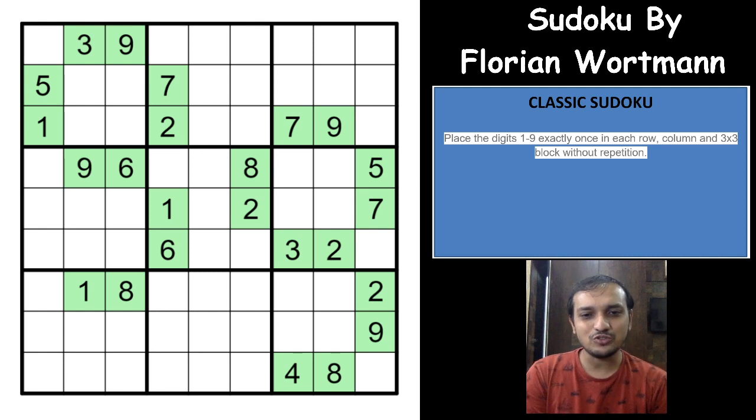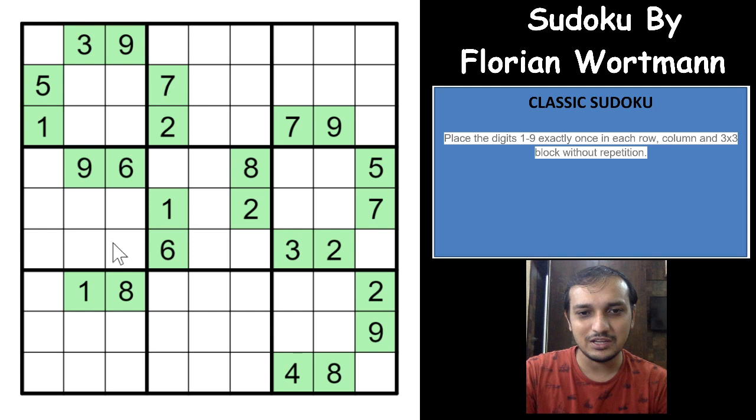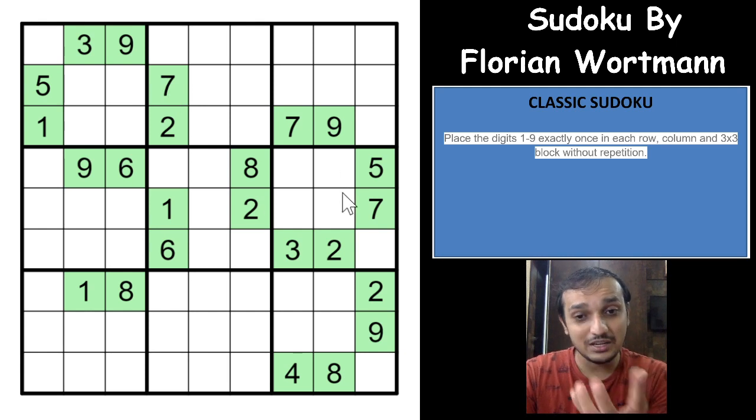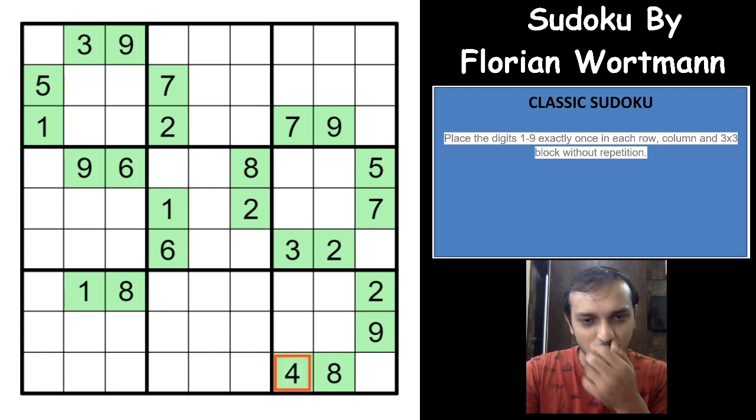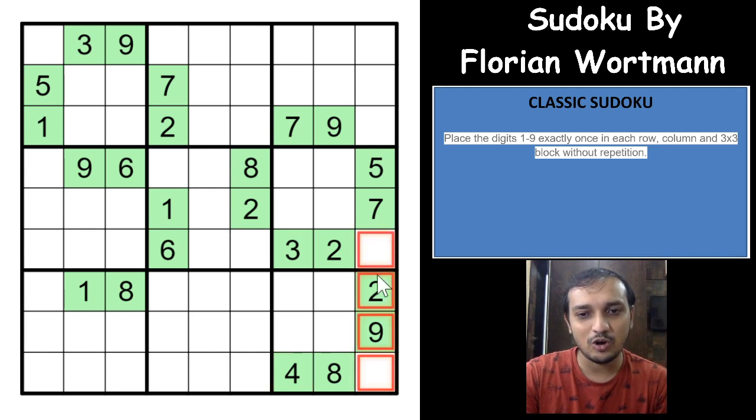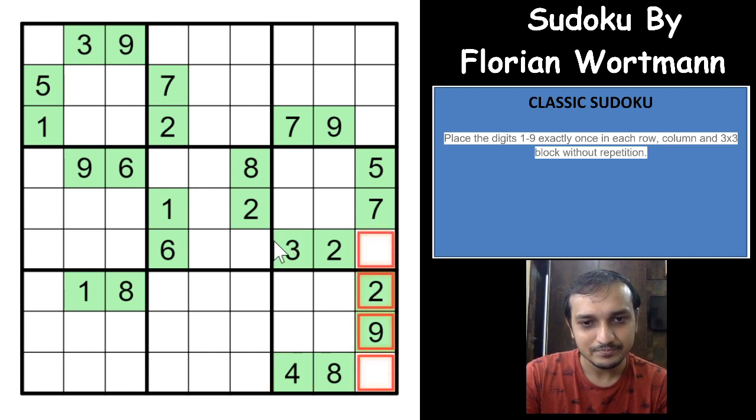And now coming on to this Sudoku by Florian Wortmann. I was really surprised by the theme here. It attracted me and I wanted to cover a video on this one. So let us solve this Sudoku. Let us see how far we go with this Sudoku, right?